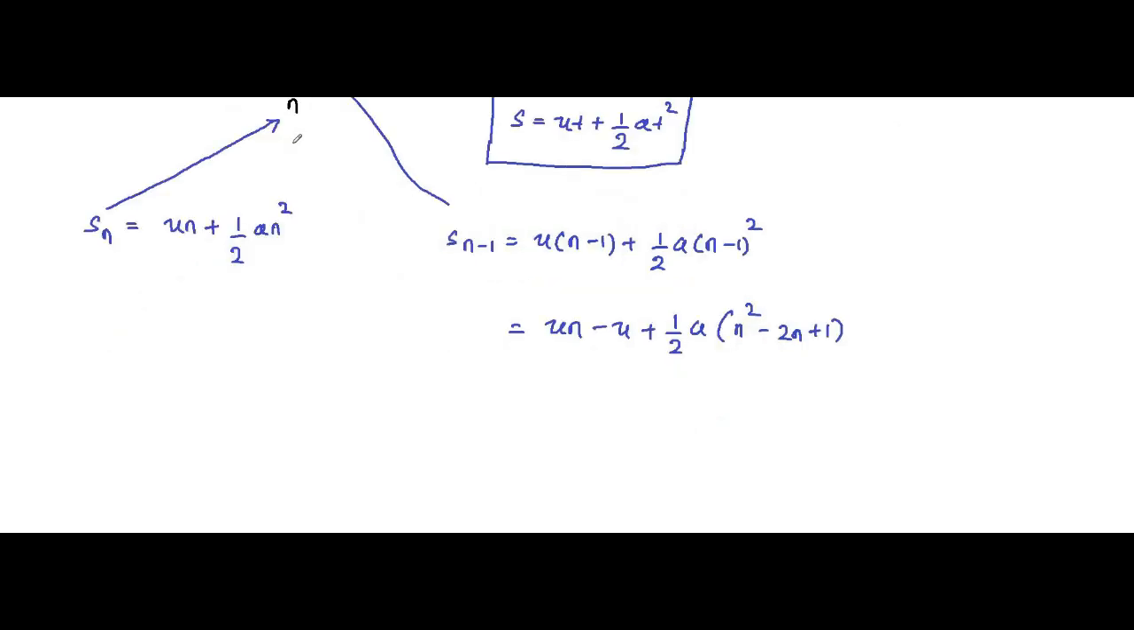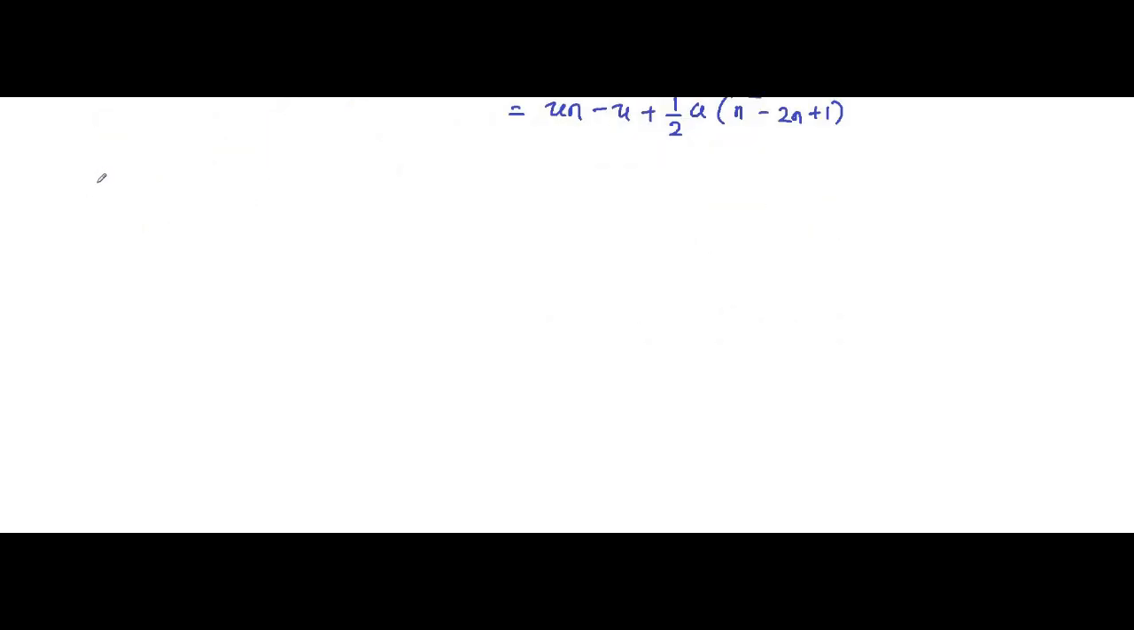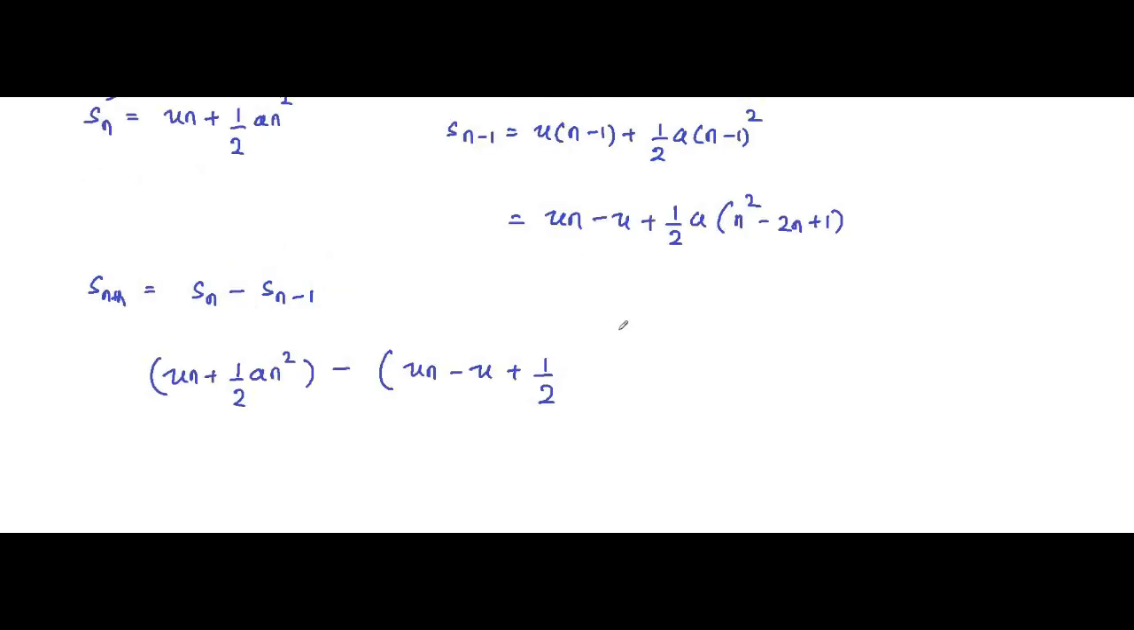In order to determine the displacement during the nth second, it is simply Sn minus Sn minus 1. So here it becomes un plus half an square minus un minus u plus half an square, I am simply opening the bracket here, half an square minus an, 2 gets cancelled, it becomes minus an plus a by 2.